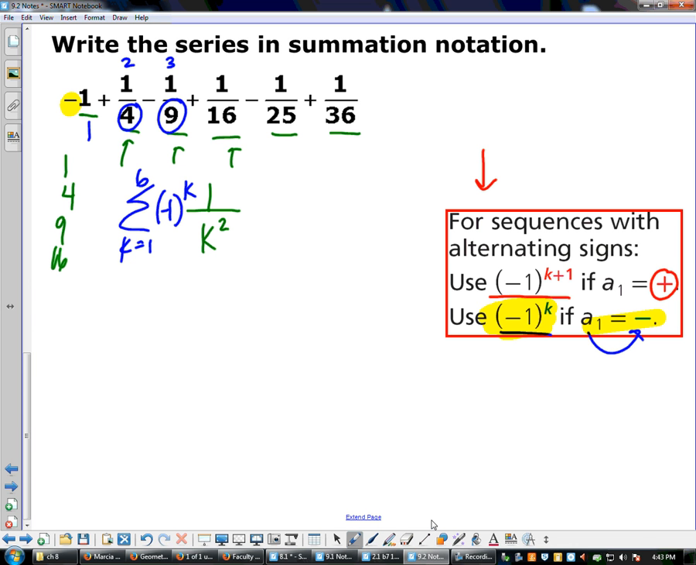Should we test this or show what the individual terms were, or no? It'll all just come back? Yeah, we'll come back. All right.